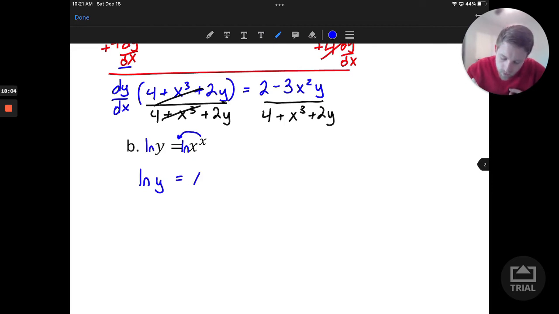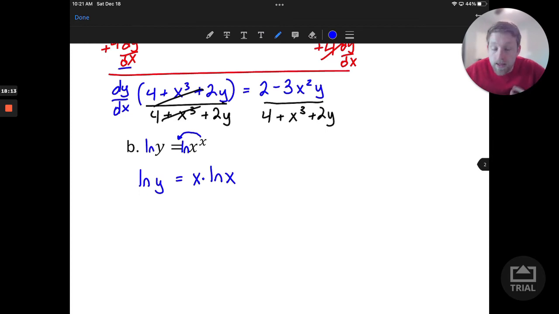But we can do that to a multiplier, so that would become x ln of x multiplied together. Now, instead of an exponential thing, we have just a product, everything in the base. This is helpful because now I can take the implicit derivative with respect to x on both the left and the right side.